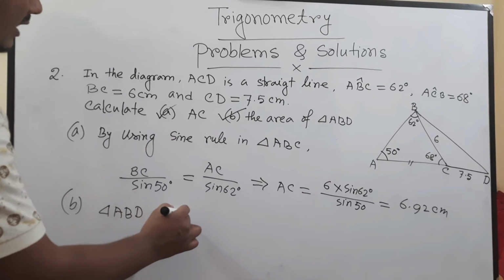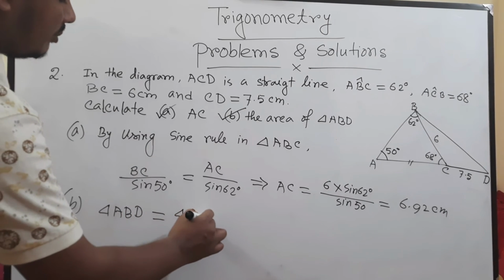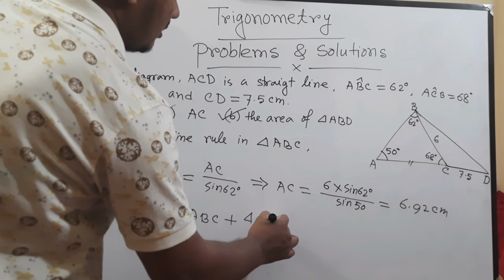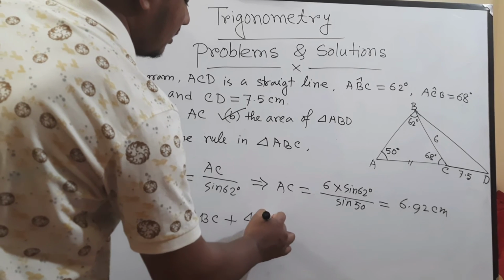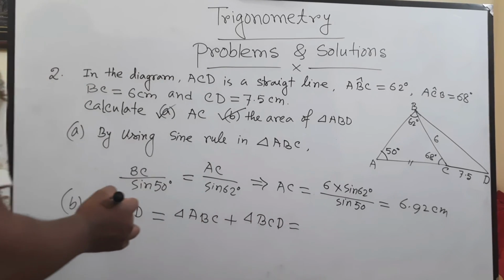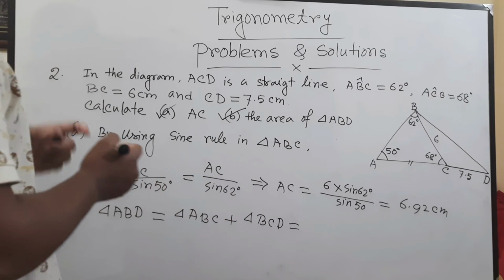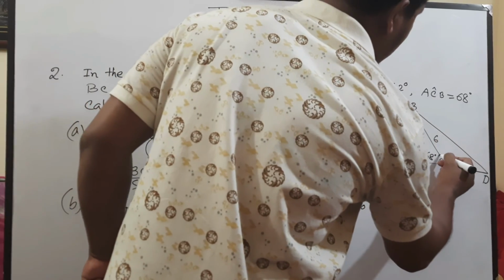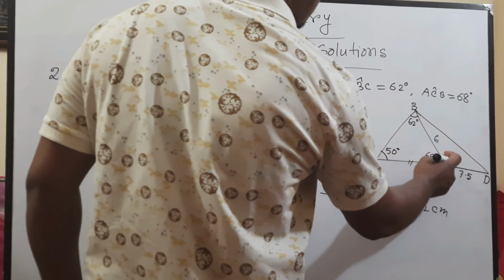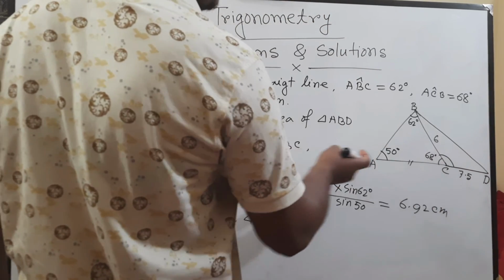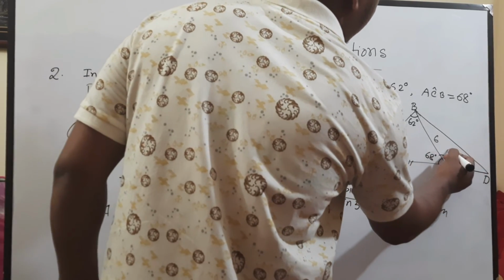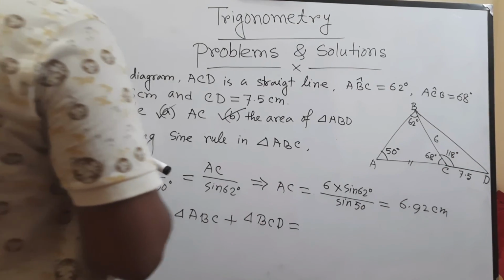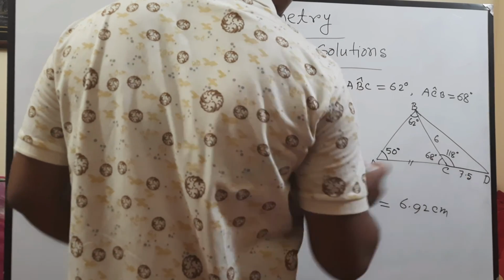we can write it like that: triangle ABC plus triangle BCD. Okay, so we already know the area of the triangles if two sides and their corresponding angle is given. So we need to do some calculation. Here it is given 68 degree. So this is a straight line. So we know that the straight angle is 180 degree. Then it should be 118 degree, because if we subtract 68 from 180, then it will be 118 degree.